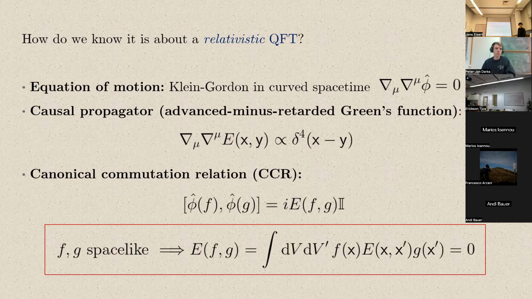But the box is the most important bit. If the interaction region f, the spacetime smearing f, and another spacetime smearing g are space-like separated, the Green's function just tells you it is zero.